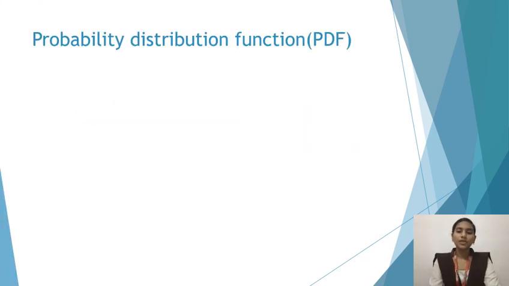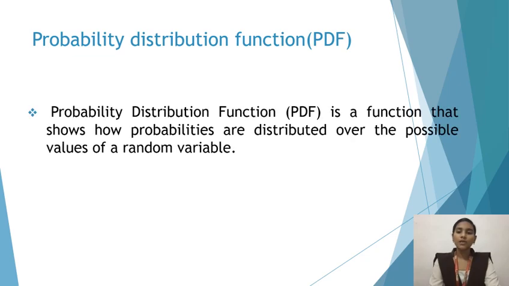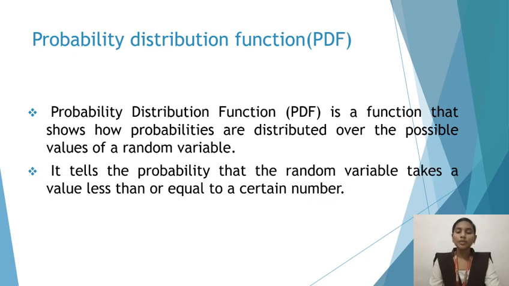Probability distribution function, capital PDF, also known as cumulative distribution function. It is a function that shows how probabilities are distributed over the possible values of a random variable. So it tells the probability that the random variable takes a value which is less than or equal to a certain number.